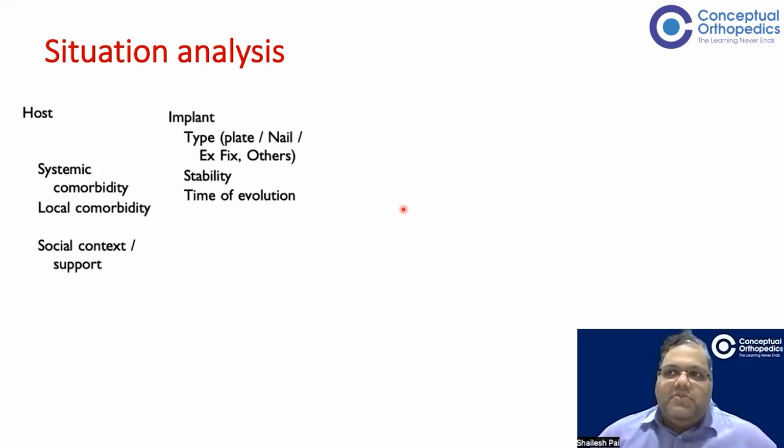The implant may be loose, or the implant may be stable enough, but overall the stability may not be adequate for the fracture. So all those things we need to start assessing. And time since implantation. When was the surgery done, whether it is 2 weeks, 4 weeks, 2 months, 2 years, whatever. We need to assess when this particular implant was put. Why is that important?